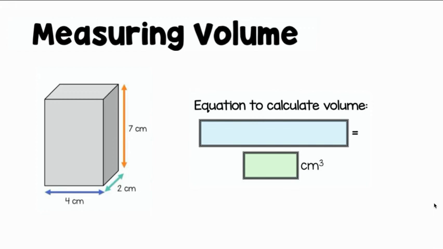Number 3, measuring the volume. Here, I would like you to write an equation to calculate the volume. Now, we're not given the unit cubes. We are still given the measurements of each of the dimensions. So write an equation to find the volume. What is the volume of the rectangular prism?